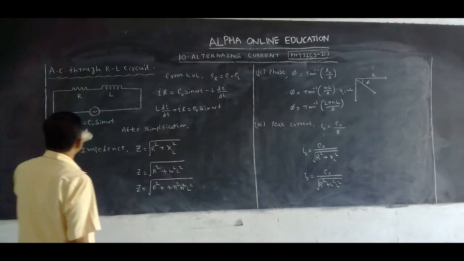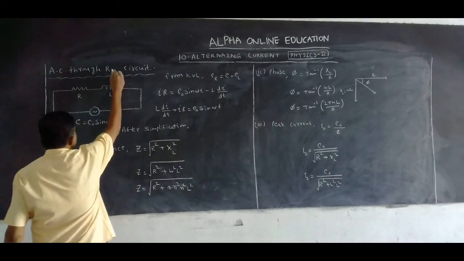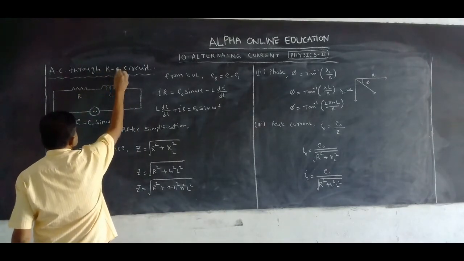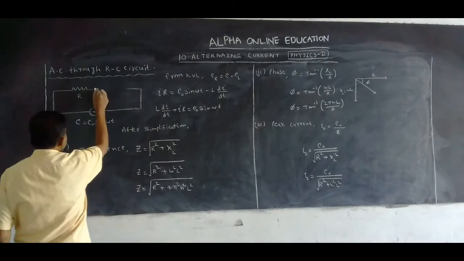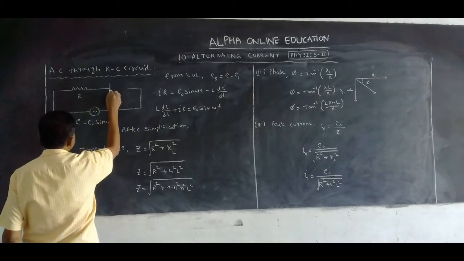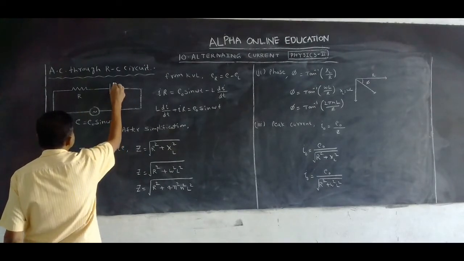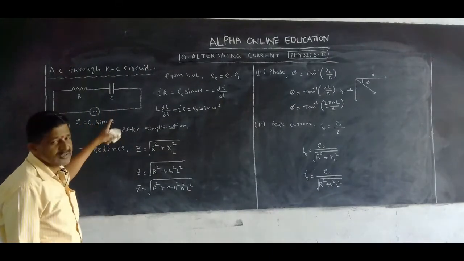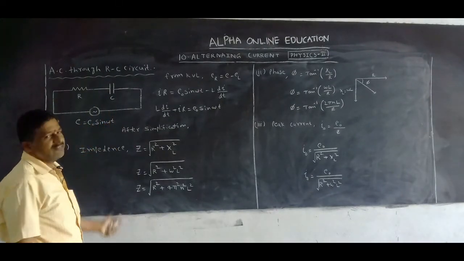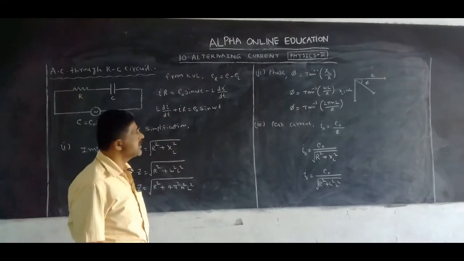Now, the AC generator is connected to resistor and capacitor circuit. What happened? Resistor and capacitor circuit, shortcut called as RC circuit. Resistor and capacitor, RC circuit, which are in series to the generator. What will happen? Again we find impedance, phase and peak current.